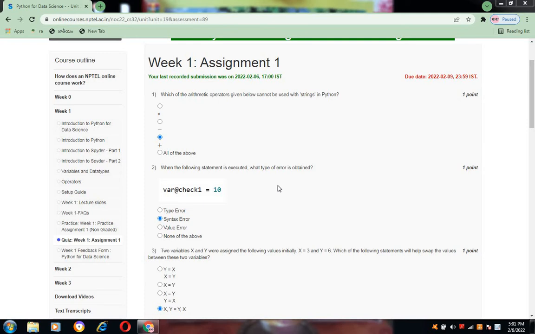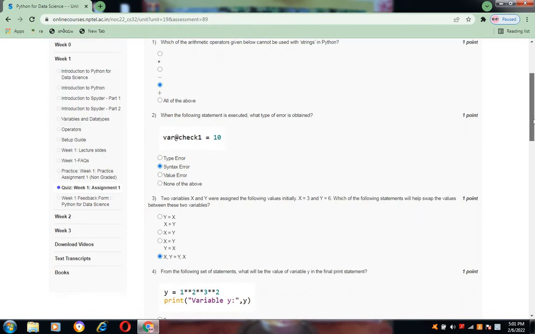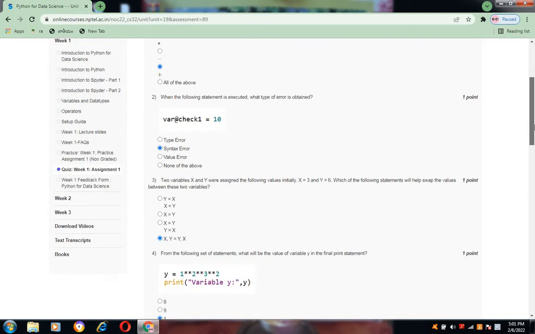Next, coming to the second one, when the following statement is executed, what type of error is obtained? It is actually syntax error. So option B is the correct answer.